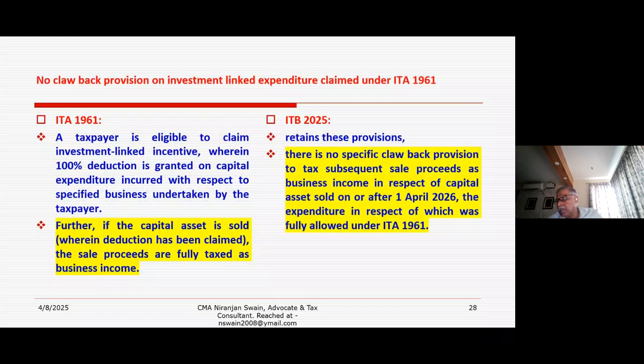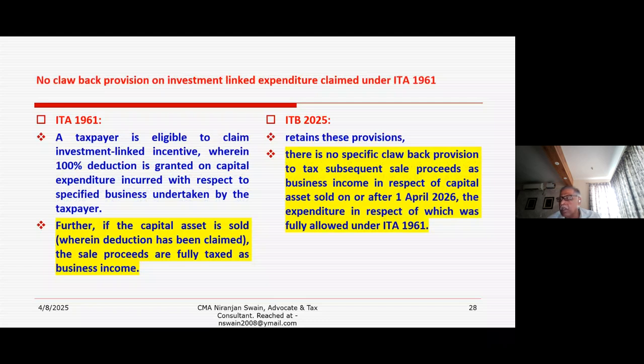But subsequently, suppose you have sold the asset and are getting income. Suppose I used the asset 10 years before and got the benefit, so there is no further depreciation, but that asset today I am disposing of and having income. As per the old provision, since you took 100% tax benefit, on sale it is treated as taxable income.